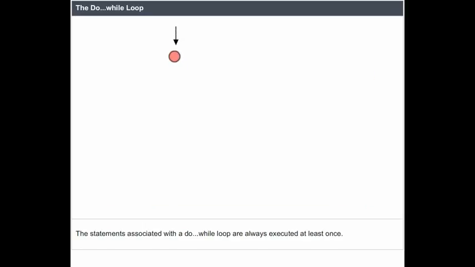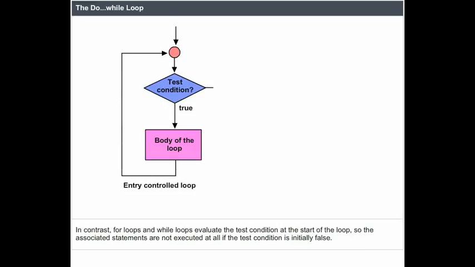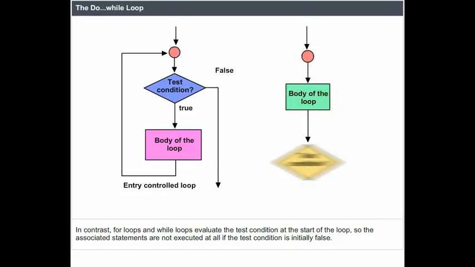The statements associated with a do-while loop are always executed at least once. This is because the test condition is evaluated at the end instead of the beginning of the loop. In contrast, for loops and while loops evaluate the test condition at the start of the loop, so the associated statements are not executed at all if the test condition is initially false.